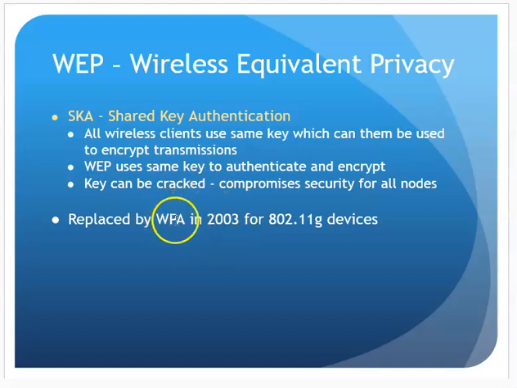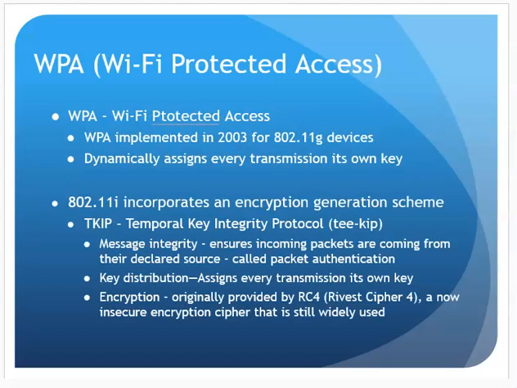And a handful of years later, it was replaced by WPA. That's when 11G came along. That's when I kind of implemented 11G in my house. So WPA, Wi-Fi Protected Access, implemented in the early 2000s, dynamically assigned every transmission its own key. So a step better. TKIP came along as a way to have each transmission have its own key to add some security to it. And in this, the RC4 insecure encryption cipher, it's still kind of used though.